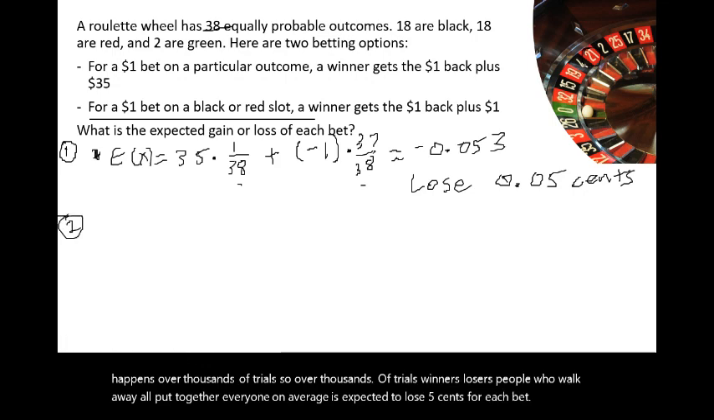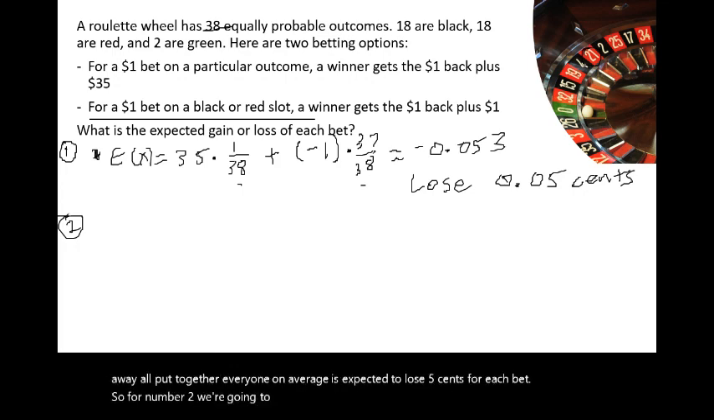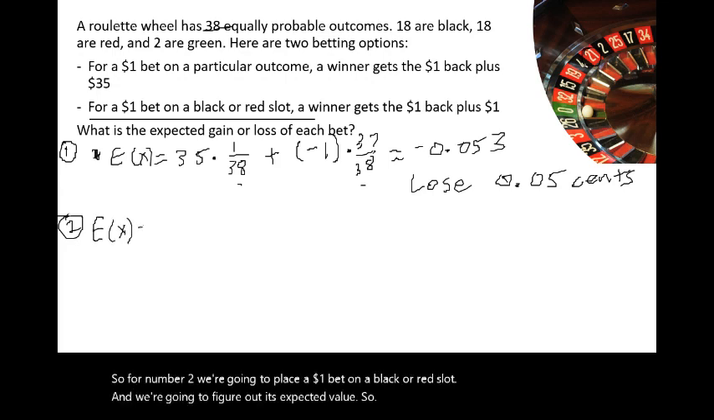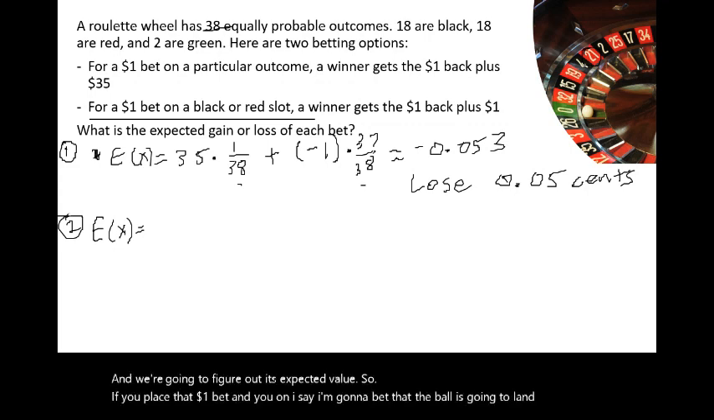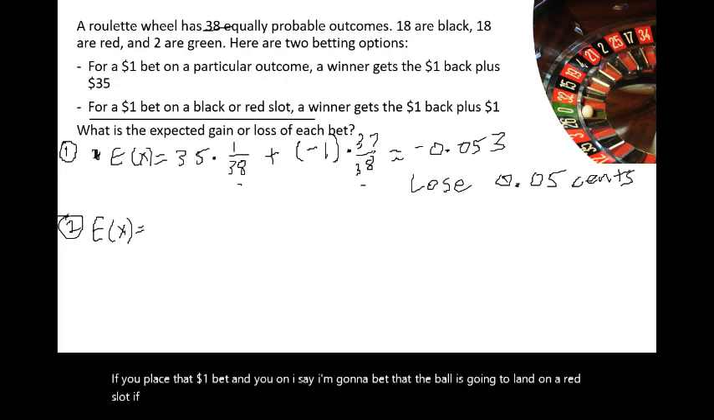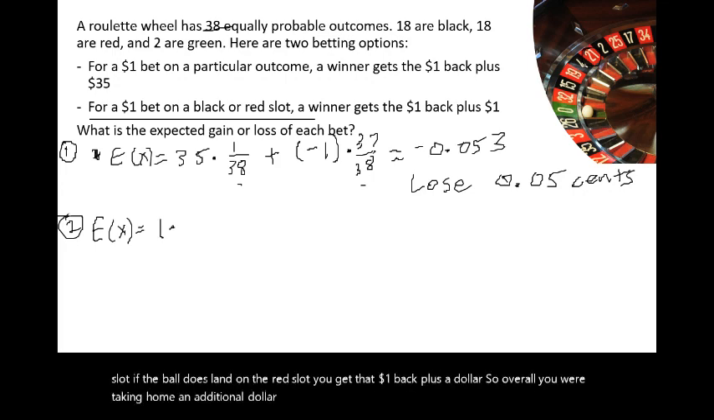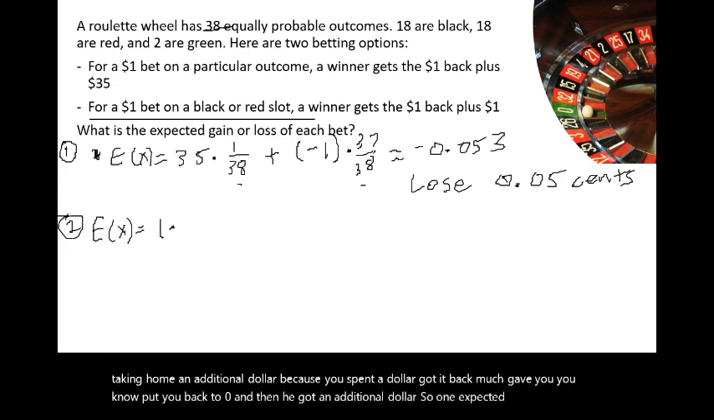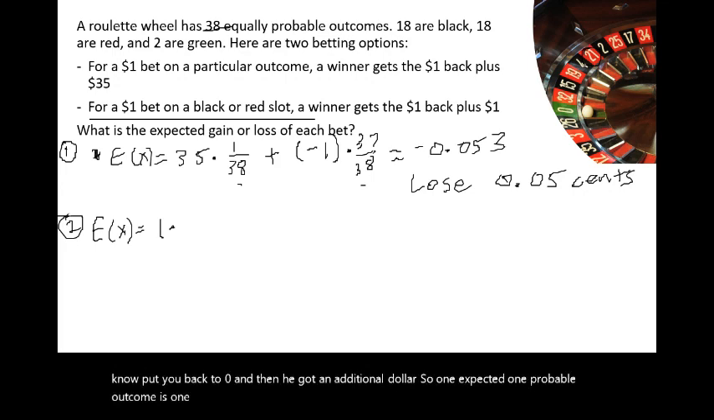So for number 2, we're going to place a $1 bet on a black or red slot, and we're going to figure out its expected value. So if you place that $1 bet and I say, I'm going to bet that the ball is going to land on a red slot. If the ball does land on the red slot, you get that $1 back plus $1. So overall, you are taking home an additional $1 because you spent $1, got it back, which put you back to 0, and then you got an additional $1. So one probable outcome is $1 times the probability of winning.